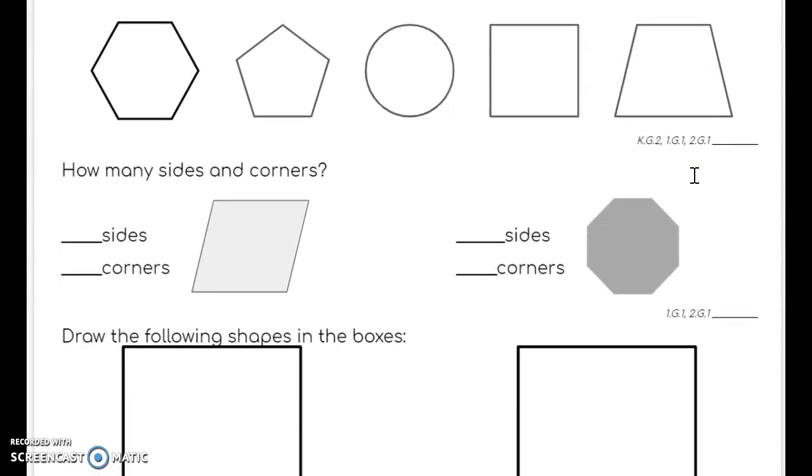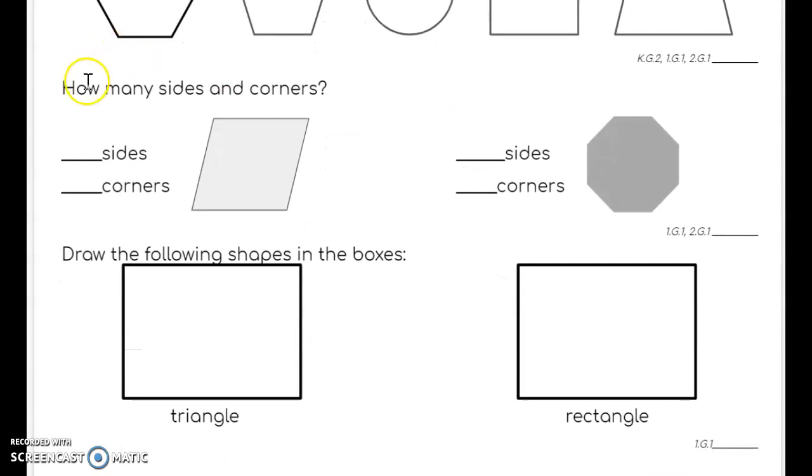All right, moving on. The next section says how many sides and corners. So this shape, you're telling me how many sides that shape has and how many corners that shape has. And then you're doing the same thing for this shape, how many sides it has and how many corners it has.